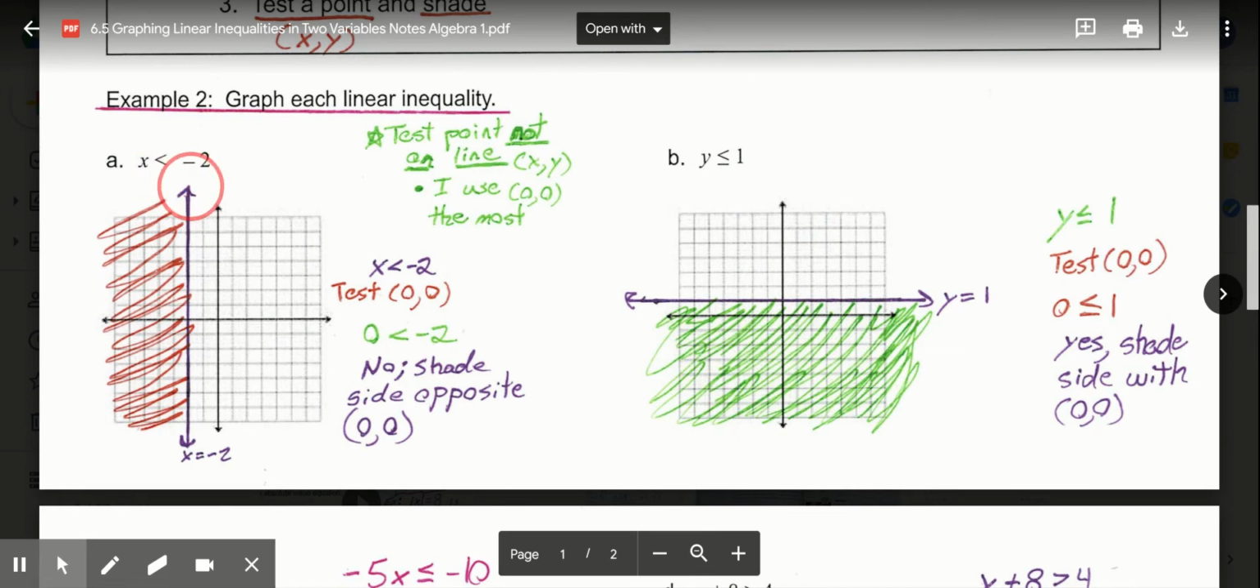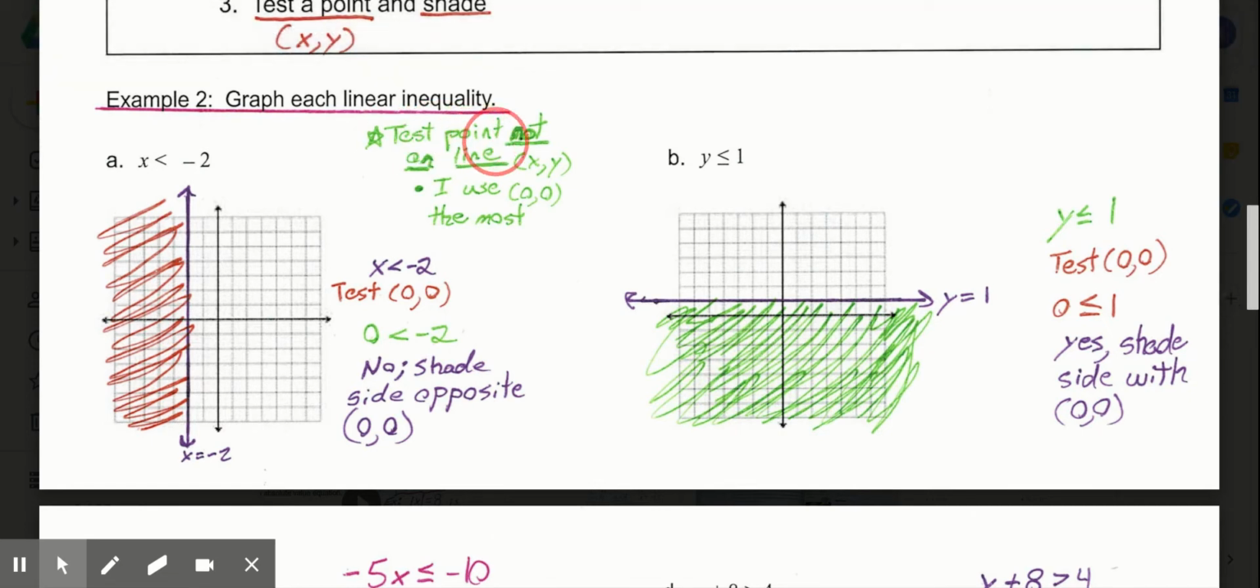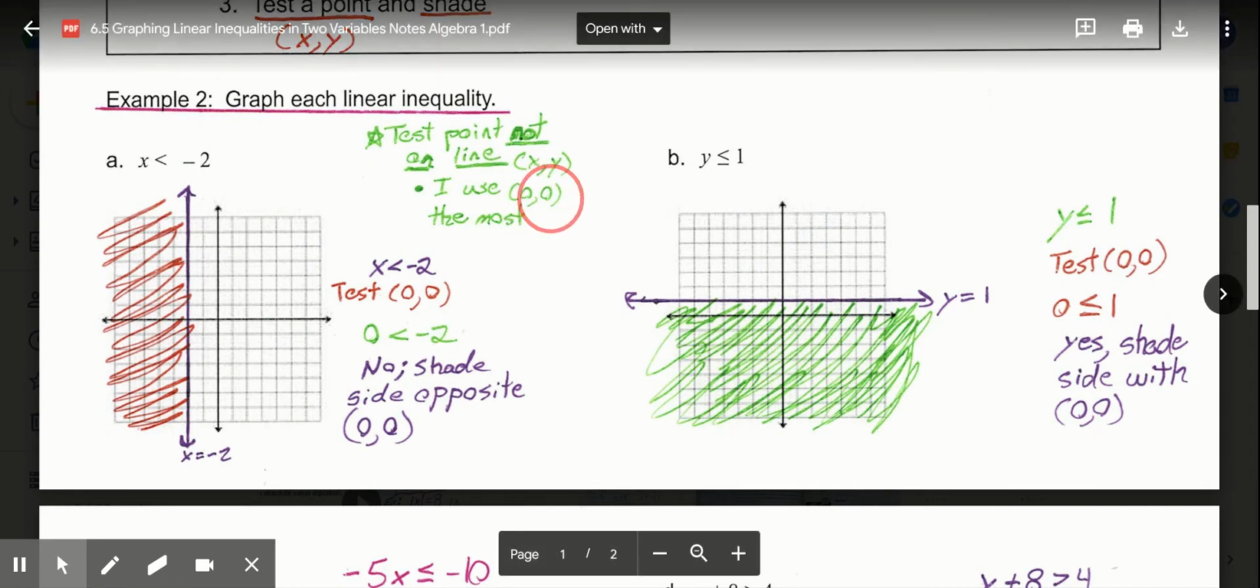Then we just draw it in as if it was x equals negative 2, but again, it should be dashed. For testing a point to figure out where we shade, you can choose any point not on the line. If 0, 0 is not on the line, I would always use 0, 0. Now, the way that we test is we take that point and we plug it back into the original. If there is no y value in this case, we just plug in the x coordinate.